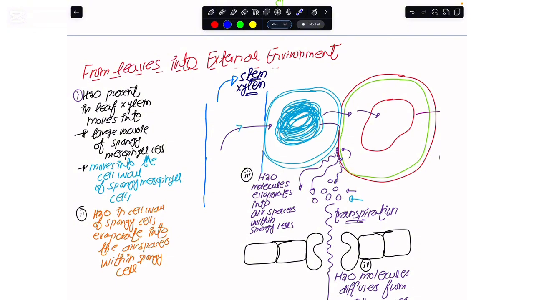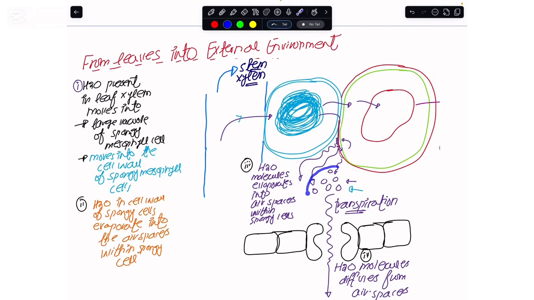And as a result, the concentration of the water molecules in the air spaces in the spongy mesophyll cells increases. And for sure, the water now escapes into the external environment with the help of the transpiration process. This means that as I pull the water molecules from here into the external environment, the water level in the air spaces falls, and that water is continuously compensated by evaporation from the cell wall of the spongy mesophyll cells, and that lowers the water potential here in the cell wall of the spongy mesophyll cells.